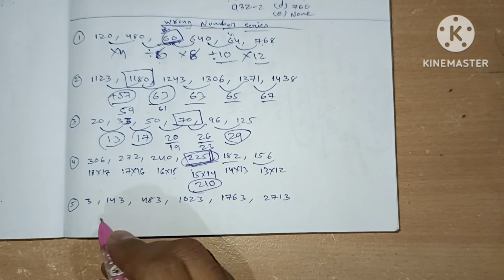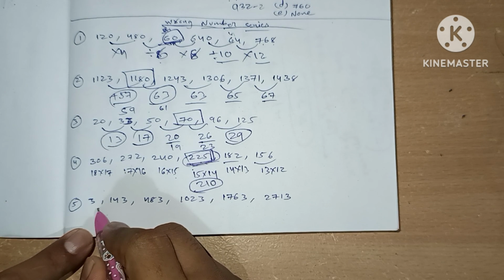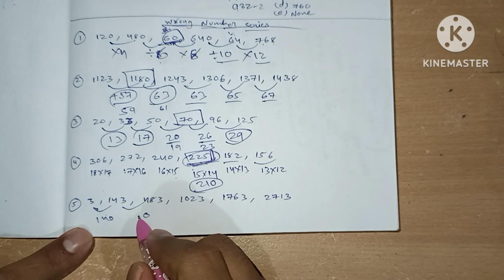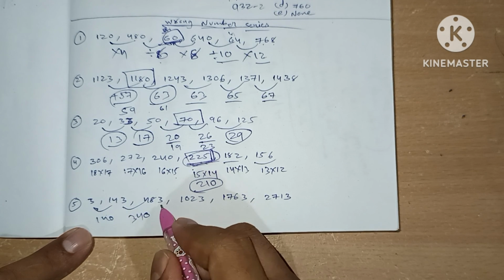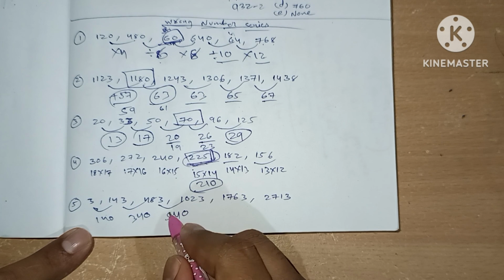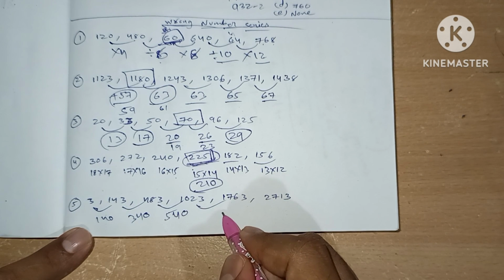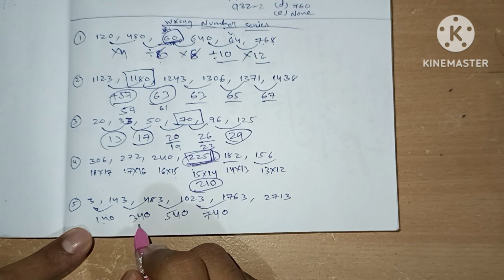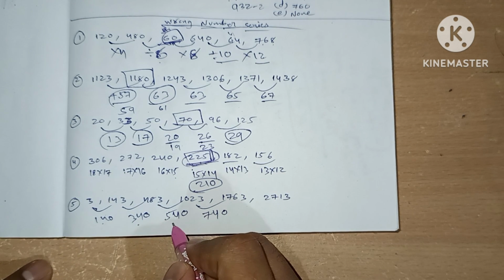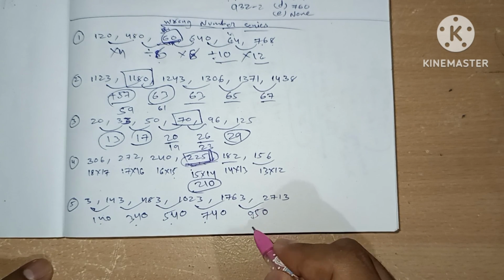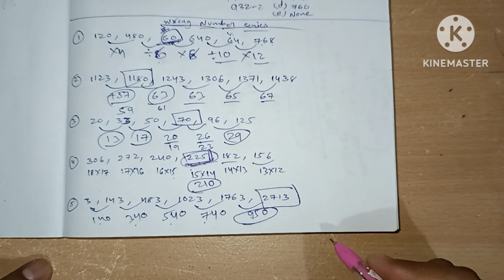Next, last, fifth question. Here we see a difference of 140. Here we see a difference of 043. Here we see a difference of 045. Here the difference is 047. Each has a 200 difference, but here we see a difference of 059. There is no difference of 200, so this is our wrong number.